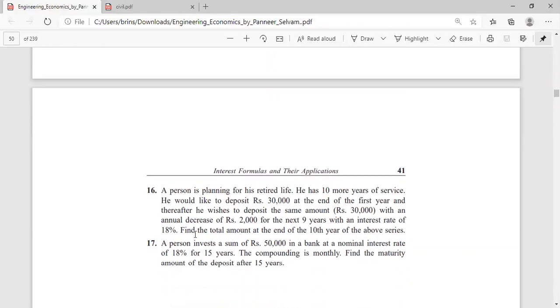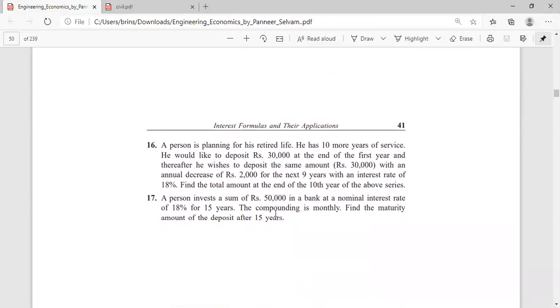And the 16th question. A person is planning for his retired life. He has 10 more years of service. He would like to deposit rupees 30,000 at the end of the first year, and thereafter he wished to deposit the same amount, 30,000, with an annual decrease of rupees 2,000 for the next 9 years. With an interest rate of 18%, find the total amount at the end of the 10th year of the above series.